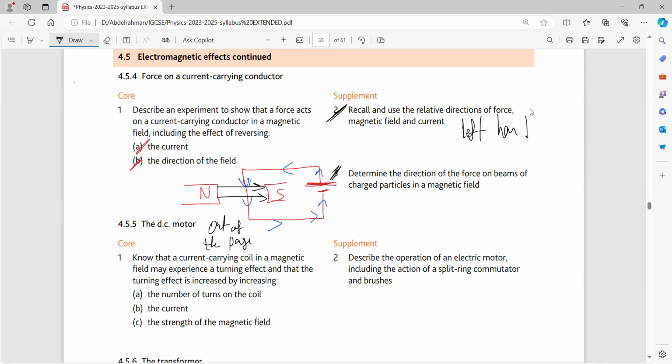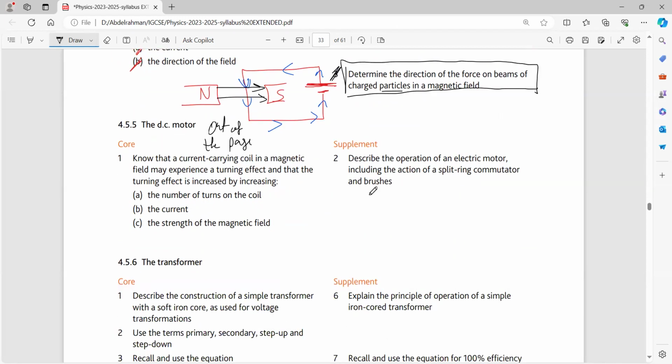Usually we used to explain this part with atomic physics. If I have a beam of charged particles, either alpha or beta, we'll explain this part when we get to atomic physics, inshallah.